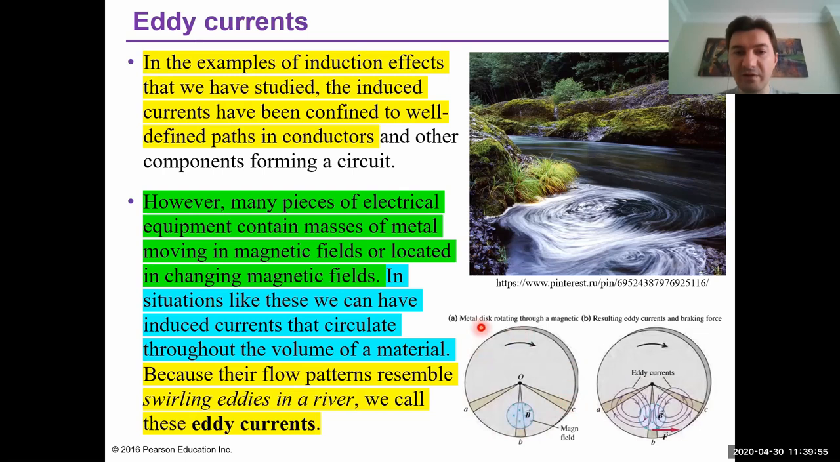You can consider this one. Here we have a metal disc rotating in the magnetic field. Let's consider only the blue region, where we have a magnetic field into the page, and we rotate that metal disc. Due to the rotation, we have movement of charged particles here. We have velocity, then we have magnetic field. And an induced current is produced, but the direction of the currents is like this on the right side. This is the direction of the currents.